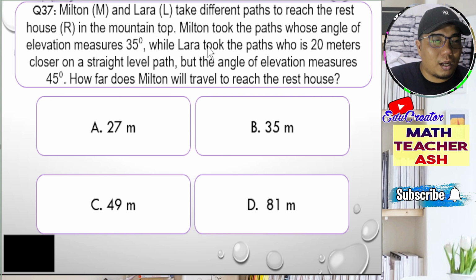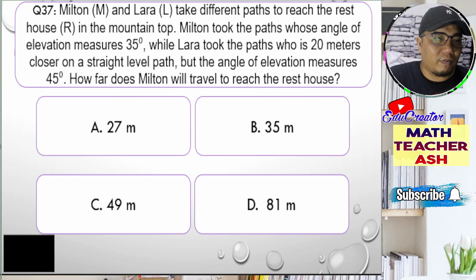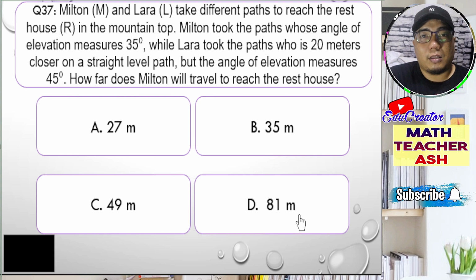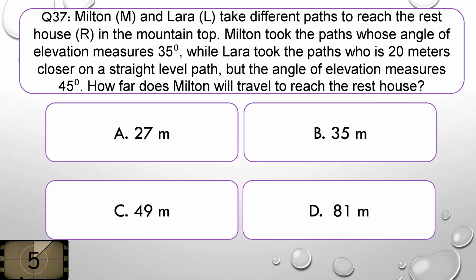Okay, Milton, Lara, still the same, but the question right now is, how far will Milton travel to reach the rest house? Okay, so now we are talking about the measurement of MR. Is it A, 27 meters, B, 35 meters, C, 49 meters, or letter D, 81 meters? Okay, I'll give you 5 seconds to think about your answer.